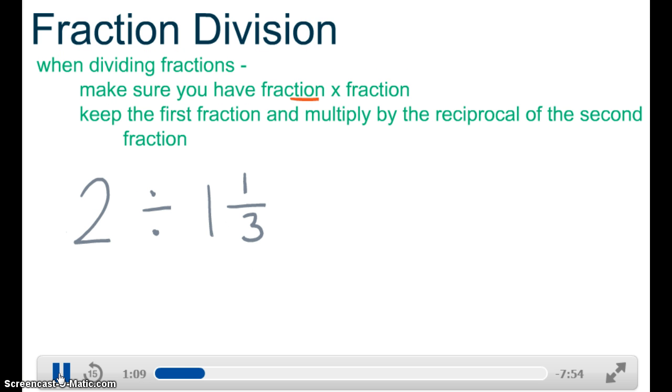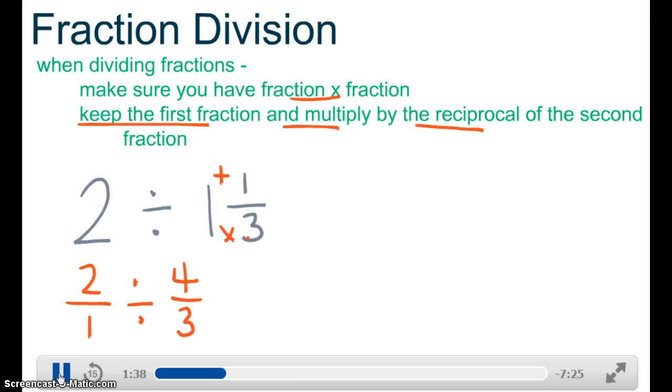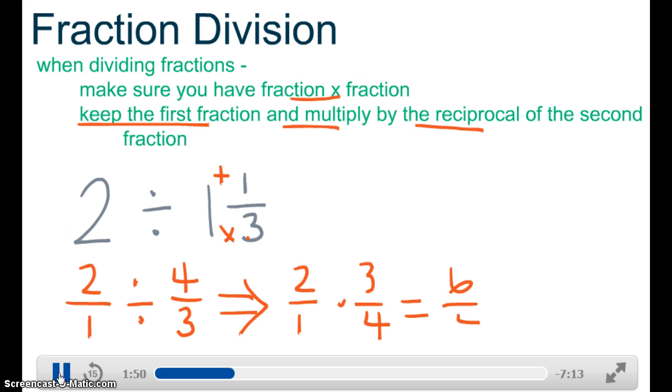Division. Again, fraction by fraction. Keep the first fraction, multiply by the reciprocal. So we're going to keep 2, but we're going to write it as 2 over 1. And then we're going to say divided by, and we've got to write this as a fraction. So we have 3 times 1 is 3, plus 1 is 4. Keep our denominator, 4/3. So we're going to rewrite it as 2 over 1 times 3/4. And we get 6/4.